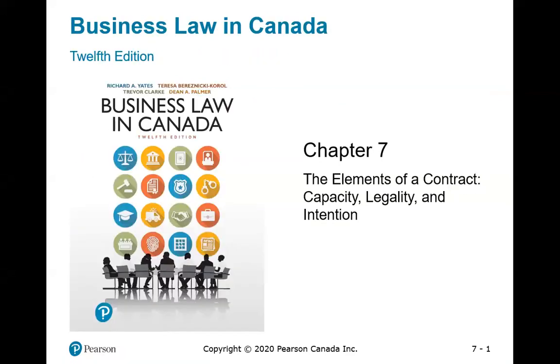Okay, so before we start chapter 7, we discussed in chapter 6 4 elements that will form a valid contract. We discussed 2 of them. I showed you the 4 elements, but we discussed 2 of them. What are the 2 of them we discussed in chapter 6 that will form a valid contract?